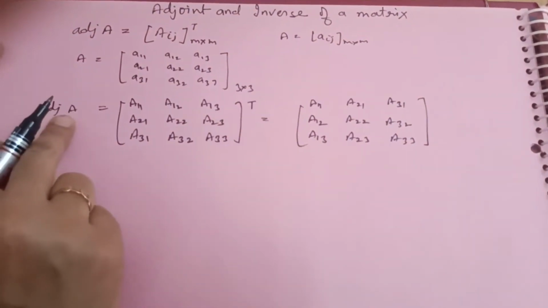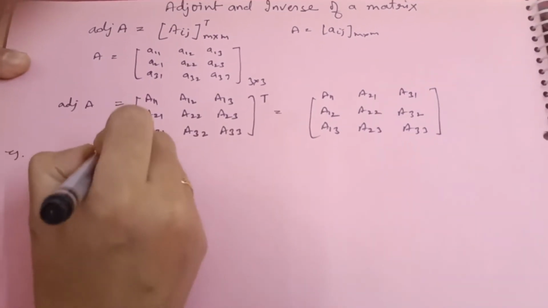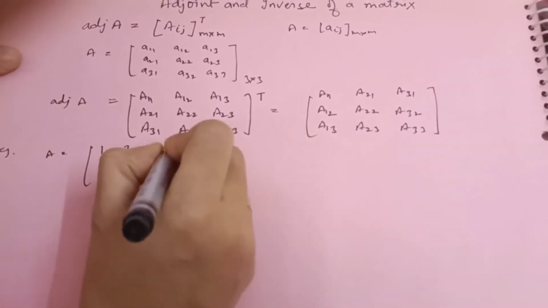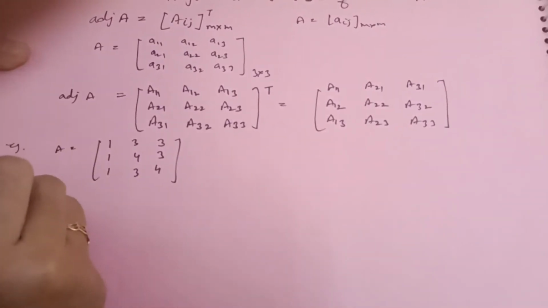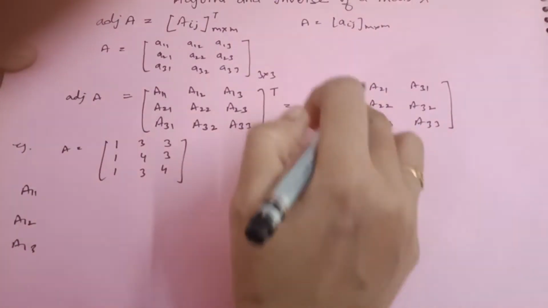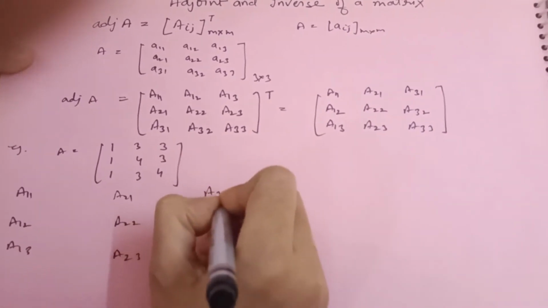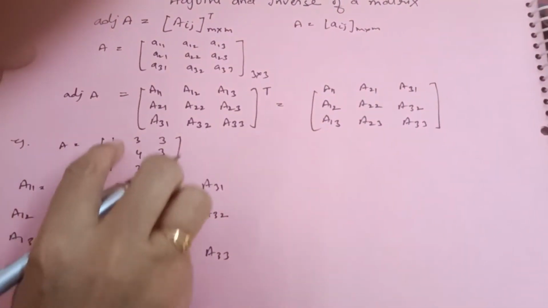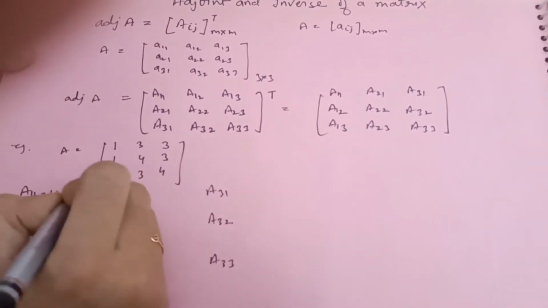Now, what is important here, I can give you one example. Suppose my matrix A is 1 3 3, 1 4 3, 1 3 4. Now you want to know the adjoint of A. First I need to calculate A11, A12, A13, A21, A22, A23, and A31, A32, A33. I am writing them in transpose order already. Now A11: the even power means positive, I delete its row and column, and 4 times 4 is 16 minus 3 times 3 is 9, so it will be 7.